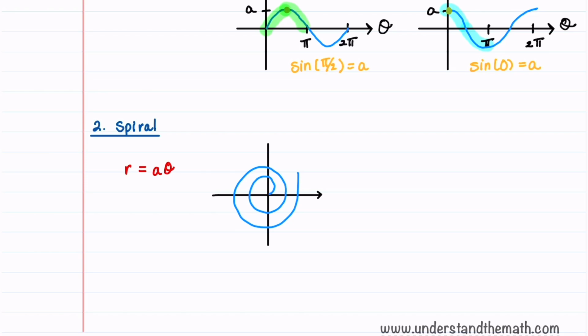The second type of polar equation that we'll look at is the spiral. The equation for a spiral is r is equal to a times theta. When theta is equal to 0, r is 0, so we begin at the pole. As theta increases, r also increases, and the graph spirals outward.